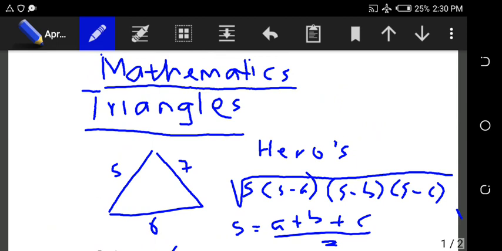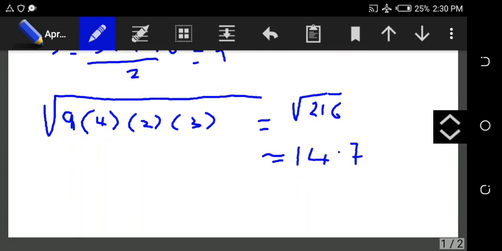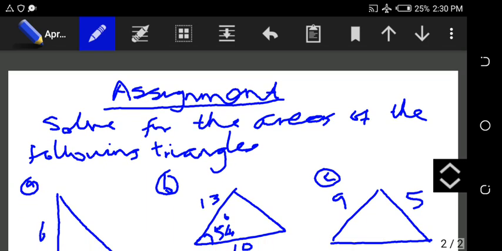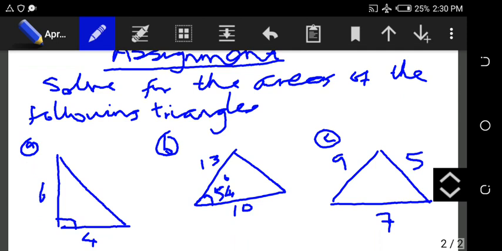Alright, so I would also want you to check out this assignment and solve it. So I have the assignment here. So you have to solve for the areas of the following triangles. We have A, B, and C. So make sure you solve them and get back to me and let me know how it goes.